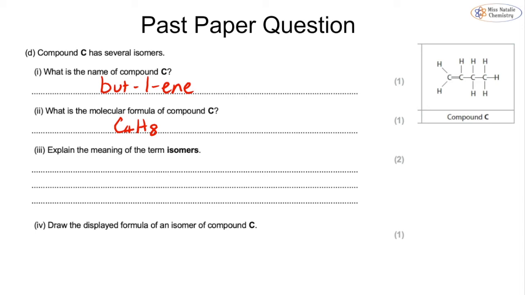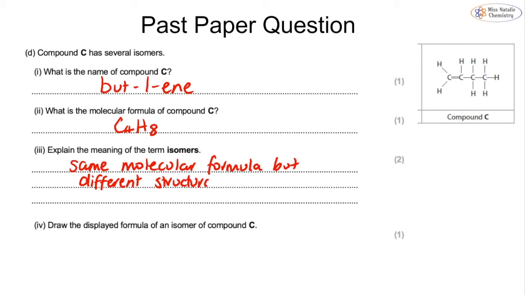Now, speaking of isomers, what is the meaning of the term? And this is for 2 marks. So we want to say that they have the same molecular formula, but different structural or displayed formulas. So they can have the same molecular formula, C4H8 for example, but they have different structures.